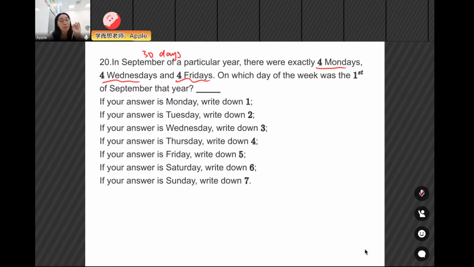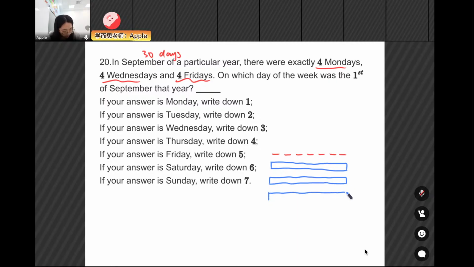When it comes to a month, actually we can confirm that definitely there will be 4 whole weeks, right? So here let's try to draw out a mini calendar. 1, 2, 3, 4, 5, 6, 7. And then we can confirm there must be 4 weeks. 1, 2, 3, 4. And then we have 29 and 30. Then you can see that there are 4 Mondays, 4 Wednesdays, and 4 Fridays.